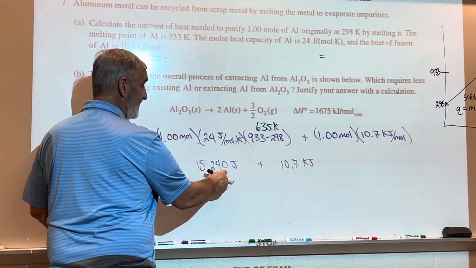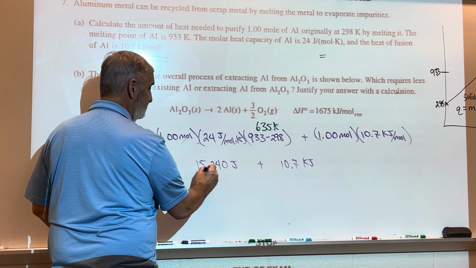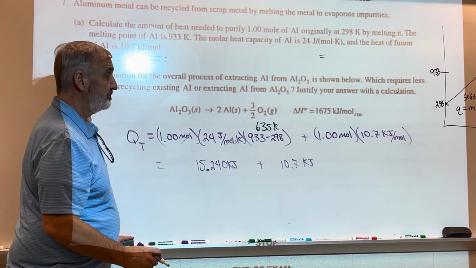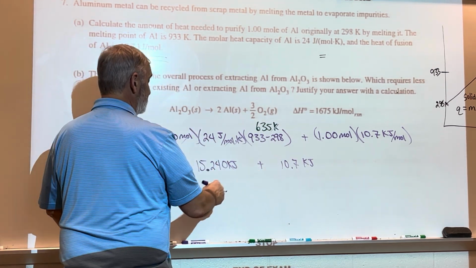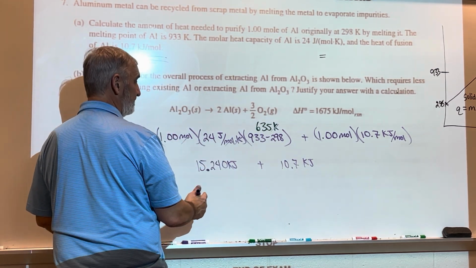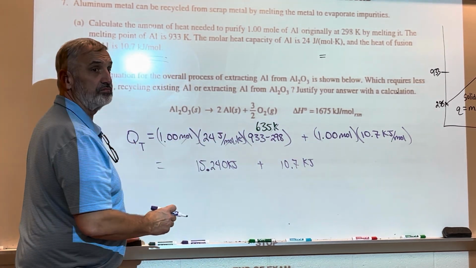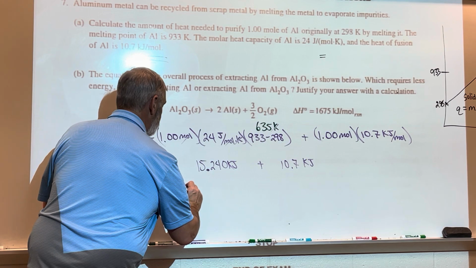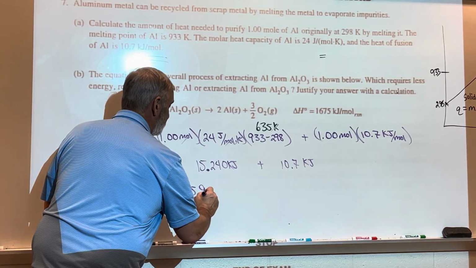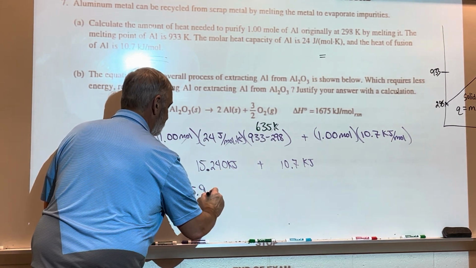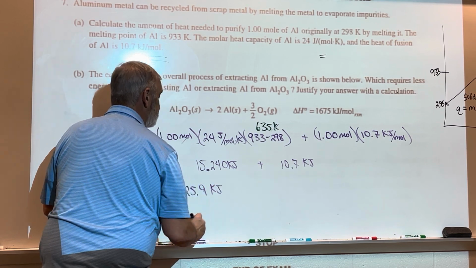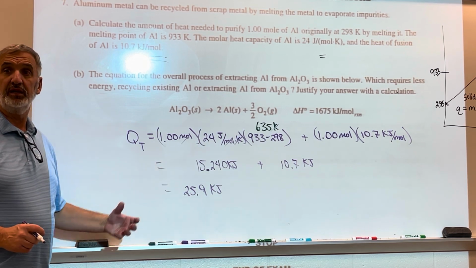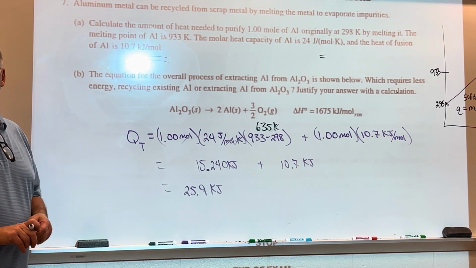So we just move the decimal here. I can just say that this is going to be 15.2 kilojoules. And then plus 10.7. So that's going to be what, 25.9? So I'm going to get 25.9 kilojoules, dropping that 40 off. So that's the amount of energy it's going to take just to melt 1 mole of aluminum.